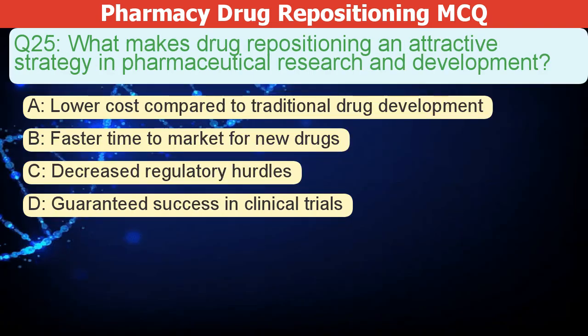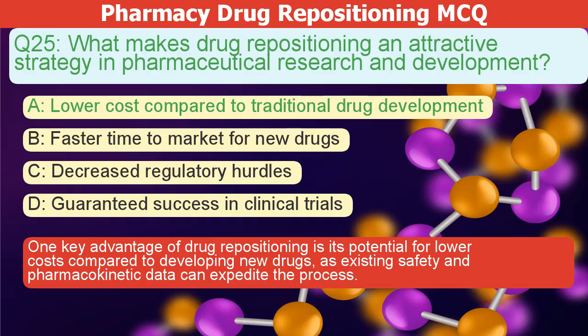What makes drug repositioning an attractive strategy in pharmaceutical research and development? A. Lower cost compared to traditional drug development. B. Faster time to market for new drugs. C. Decreased regulatory hurdles. D. Guaranteed success in clinical trials. The correct answer is A. One key advantage of drug repositioning is its potential for lower costs compared to developing new drugs, as existing safety and pharmacokinetic data can expedite the process.